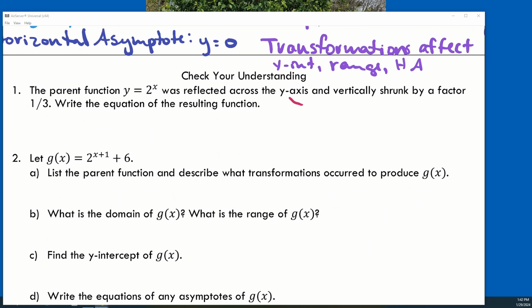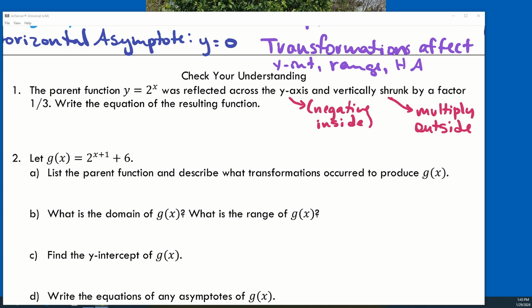So to reflect across the y-axis, there's going to be a negative. Is it going to be inside or outside for the y? Inside. Yep. So we called it the yin side, if you guys remember. So there's going to be a negative on the inside, or the yin side, to make it reflect. And then what about this vertical shrinking? You're going to multiply inside or outside? Outside. Anything vertical is outside. Anything horizontal is inside.